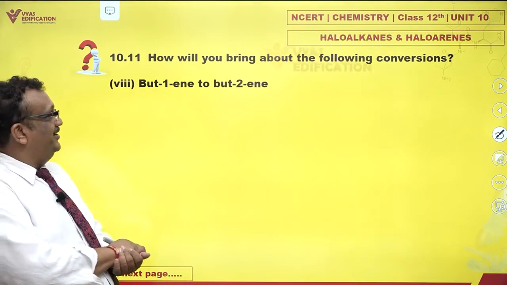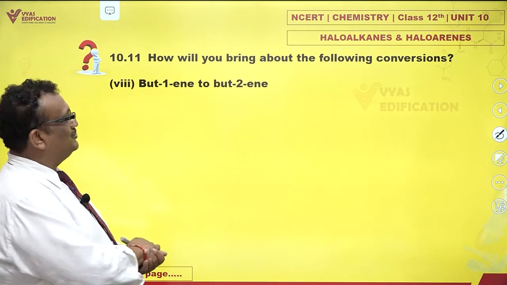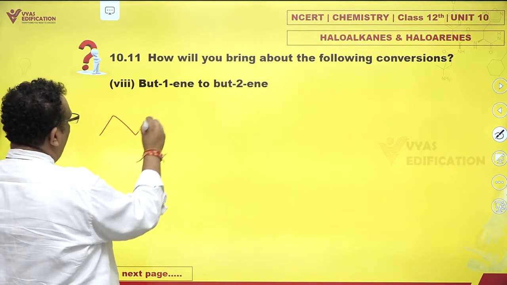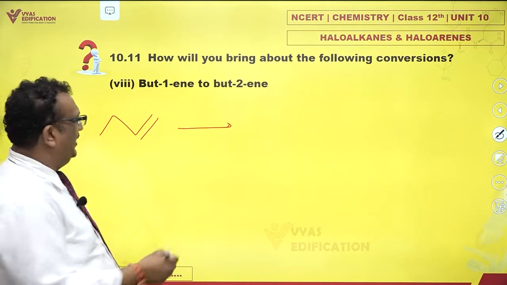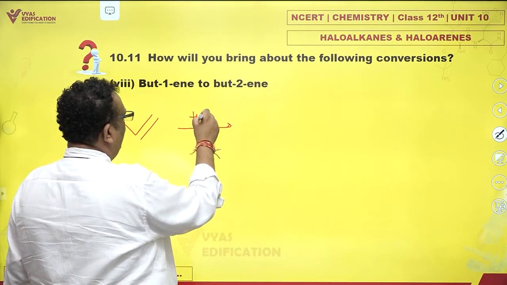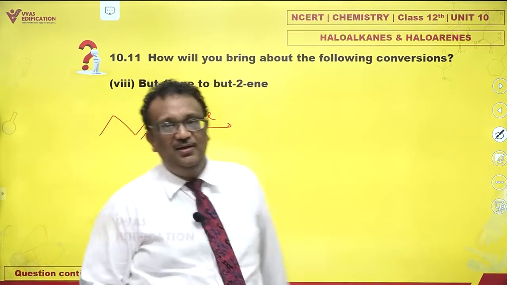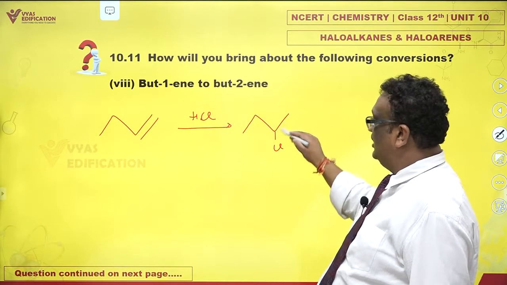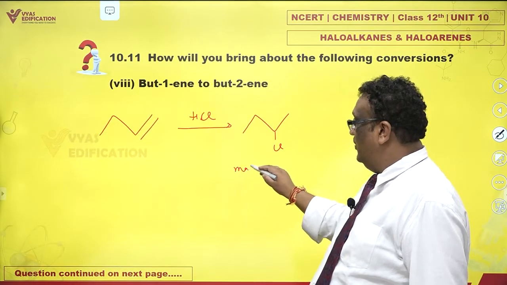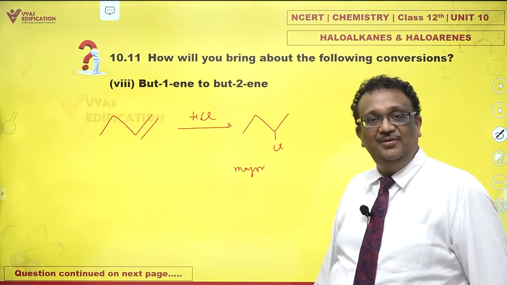But-1-ene into but-2-ene. Now this is most interesting. I have but-1-ene. What do? Well, add HBr. HCl is cheaper, add HCl. What do you get? You get H and Cl. This as the major product, Markovnikov addition.